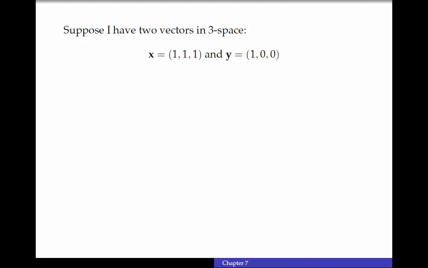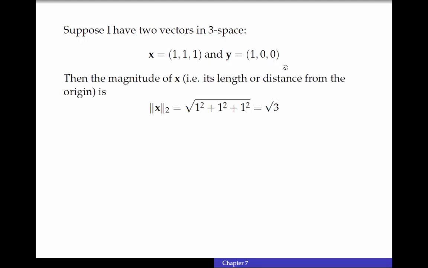All right, so let's look at an example. Suppose I have 2 vectors in 3 space. So x is (1, 1, 1), and y is (1, 0, 0). Then the magnitude of x, or its length, or the distance from the origin to the point (1, 1, 1), is simply going to be the norm of x, which is the square root of each individual element squared, added together. So square root of 3. Similarly, the magnitude of y is just going to be the square root of 1 squared plus 0, so that's 1. And then I can also find the distance between these 2 points.